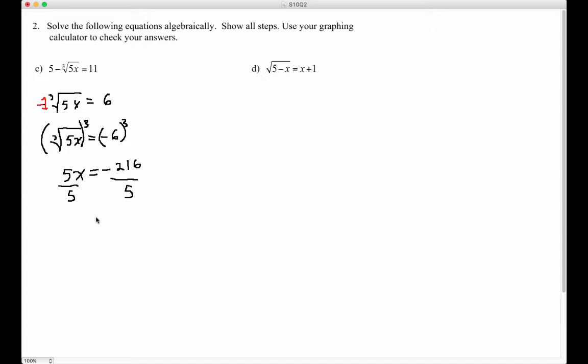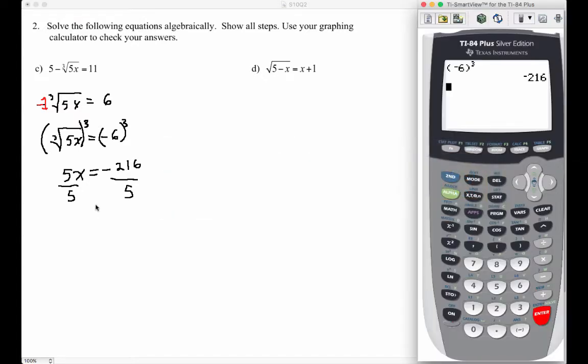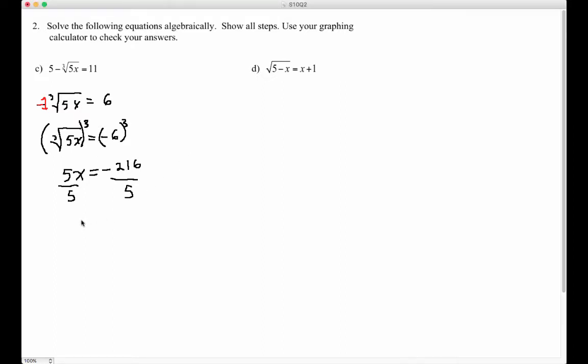Okay, so let's see what that comes out to be. So -216 divided by 5. Hit enter, and we get -43.2. So x is equal to -43.2. All right, cool.